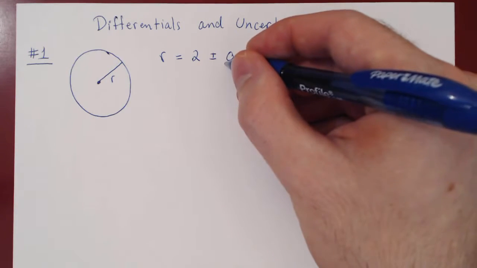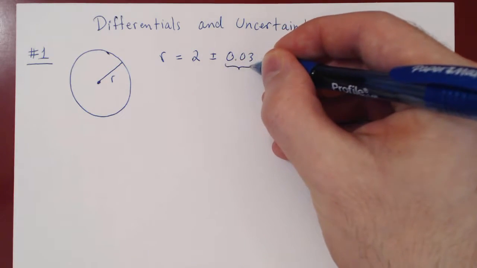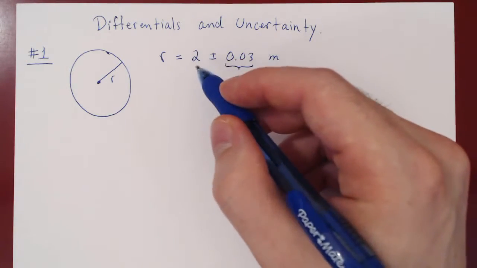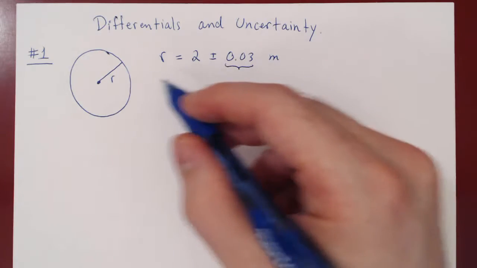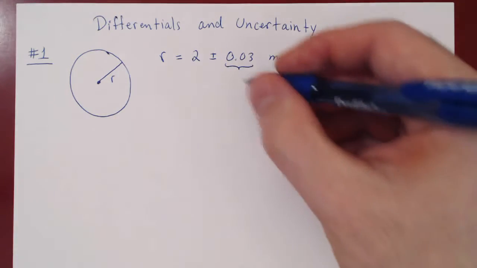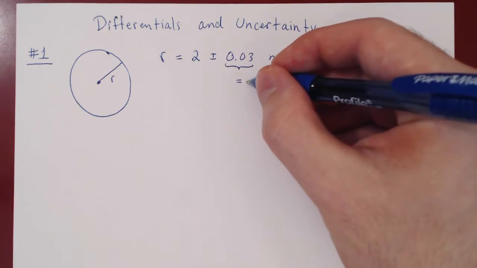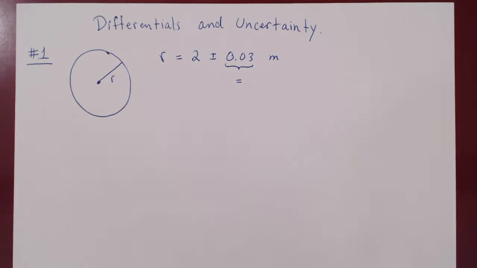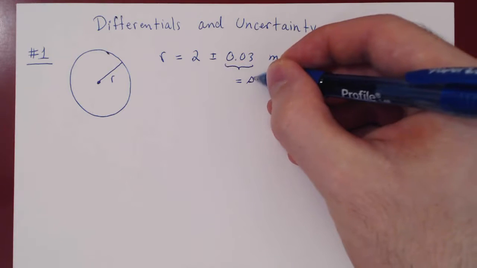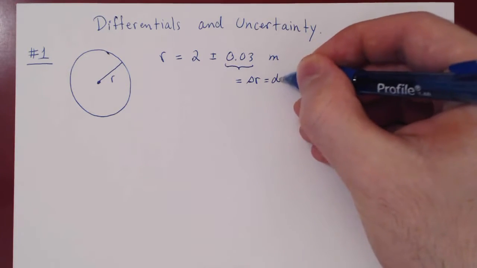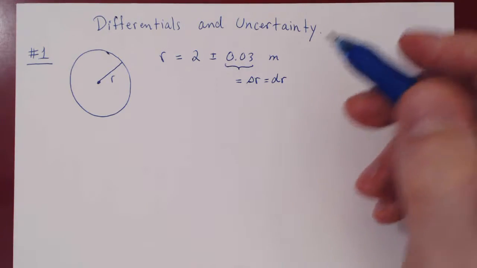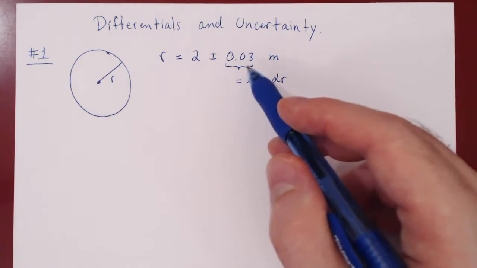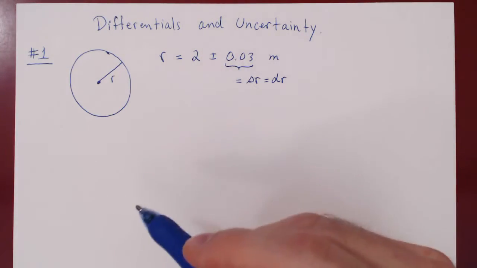So this is the uncertainty, therefore this is the possible change in the radius, right? The answer is 2 up to a change in either direction of 0.03 meters, and change of course is d or delta. Since r here will play the role of the independent variable, delta r is equal to dr. Same thing. So suppose we find the radius of the circle, 2 meters plus or minus 0.03 meters, the uncertainty.